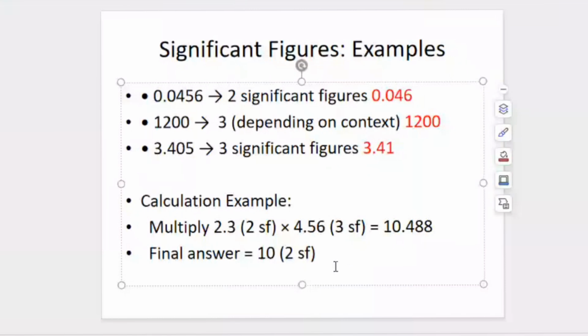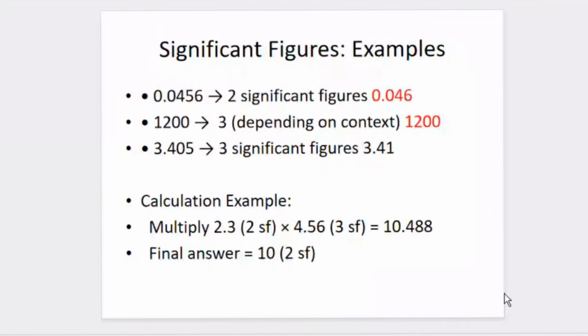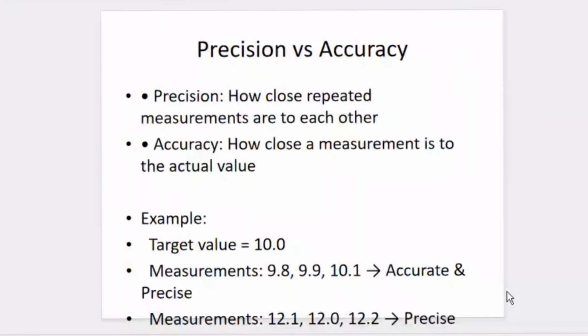So that's for this example. Let's hurry on to the next slide. Now we're talking about precision and accuracy. Precision is how close repeated measurements are to each other.